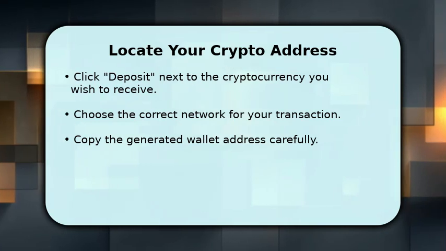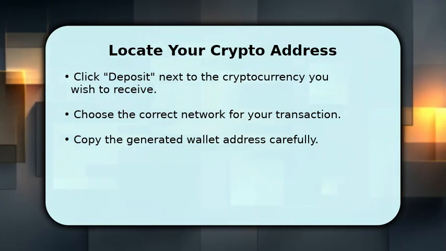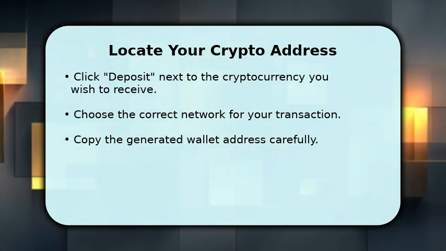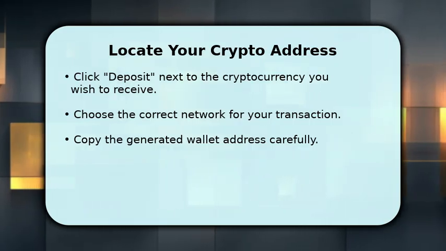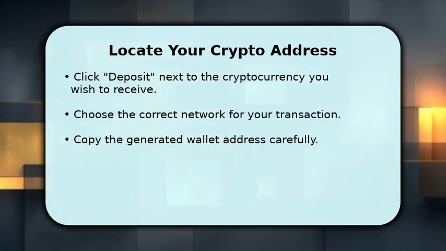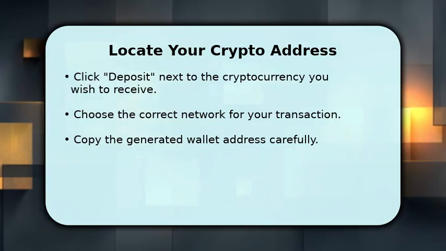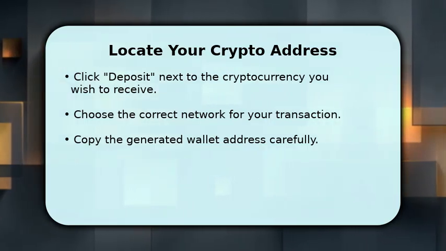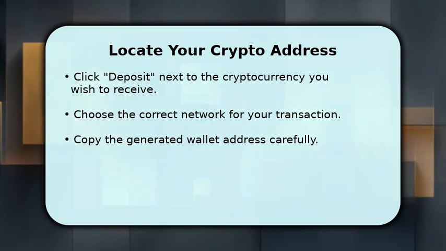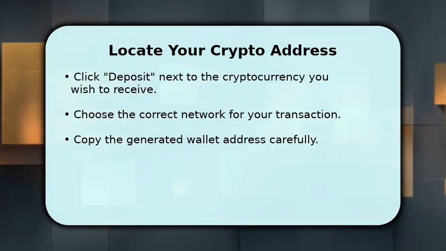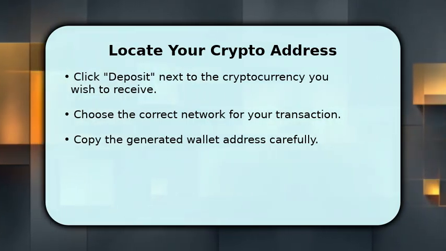After selecting Fiat and Spot, you'll see a list of your assets. Find the specific cryptocurrency you want to receive and click the Deposit button next to it. A crucial step here is to select the correct network for your deposit. For example, for UST, you might choose ERC20, TRC20, or BEP20.